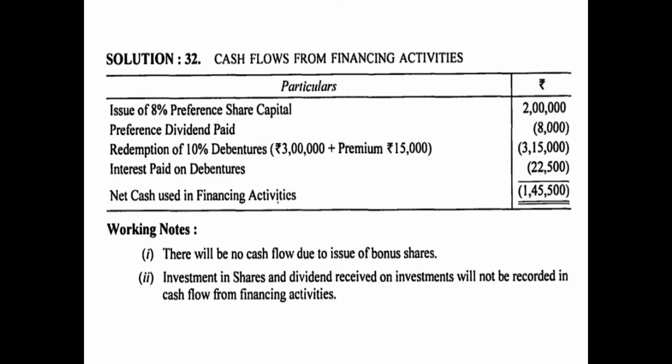So I hope the question is clear to you, children. Now the working note. Point number 1, there will be no cash flow due to issue of bonus shares. Why? Because these are issued free of cost. Then the second point, investment in shares and dividend received on investment will not be recorded in cash flow from financing activities, because these are part of investing activities. So these were the two questions. I hope the questions discussed in this video are clear to you, children.